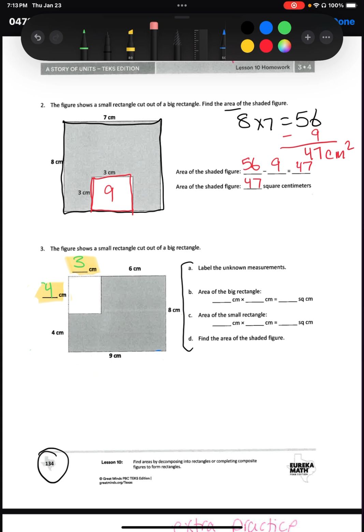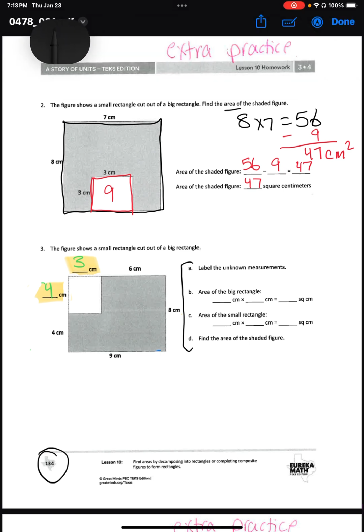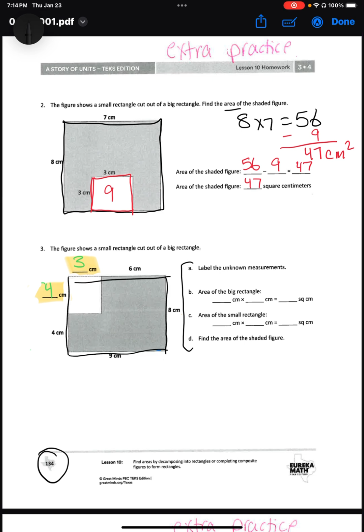Okay, the next part is part B. It says, what is the area of the big rectangle? So they're now asking the area of this entire rectangle here. To find the area of a rectangle, we need to multiply a top by a side or a bottom by a side length. It's length times width. So I'm going to multiply 9 times 8. 9 times 8 is 72.